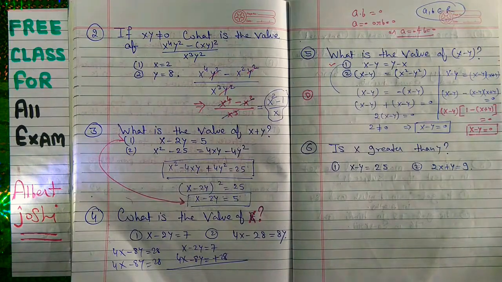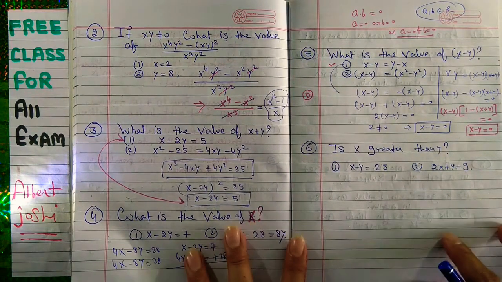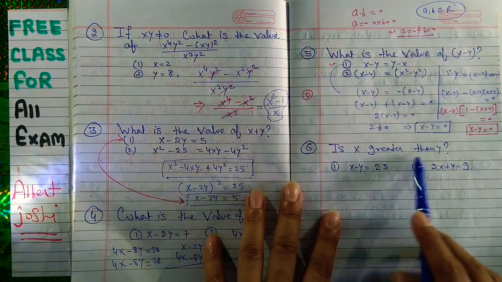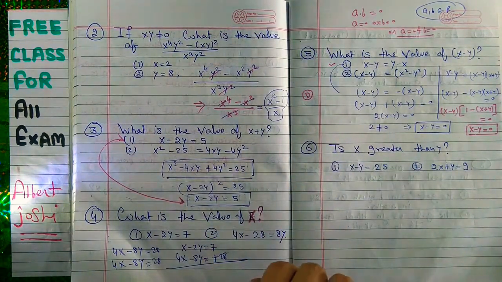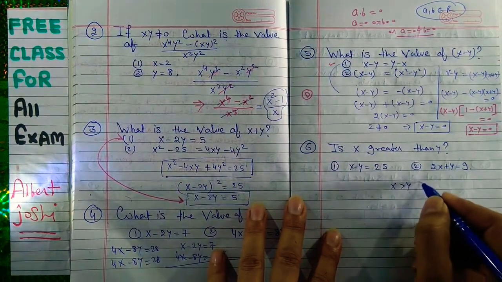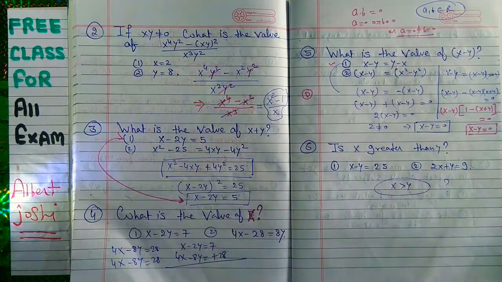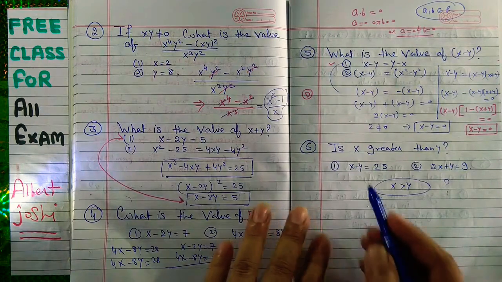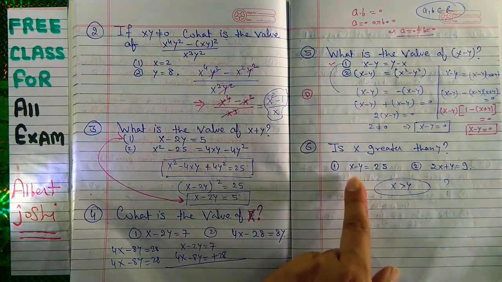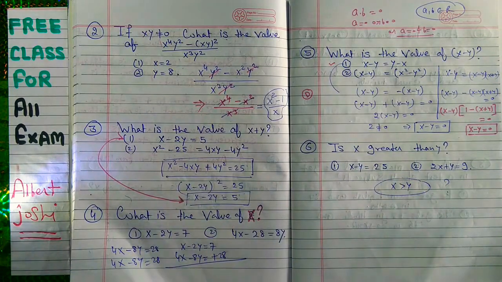Now the next question. In the next question, if x is greater than y, he is asking, is x greater than y? We can get this statement by the help of this or this. Here you can see the first statement is x minus y is equal to 25. The second statement is 2x plus y is equal to 9.